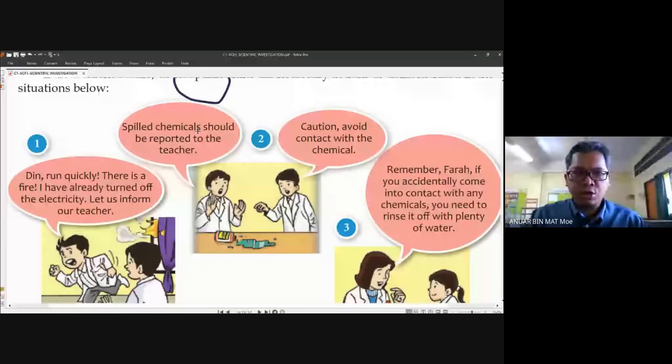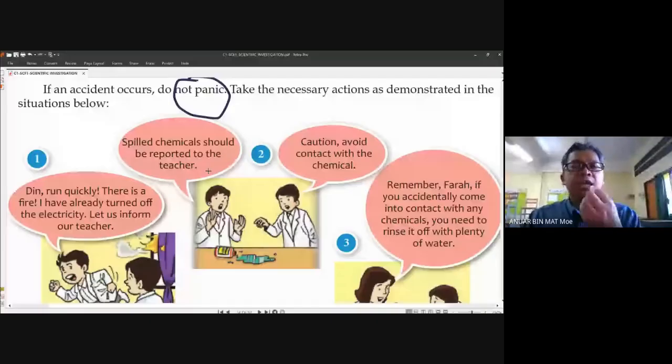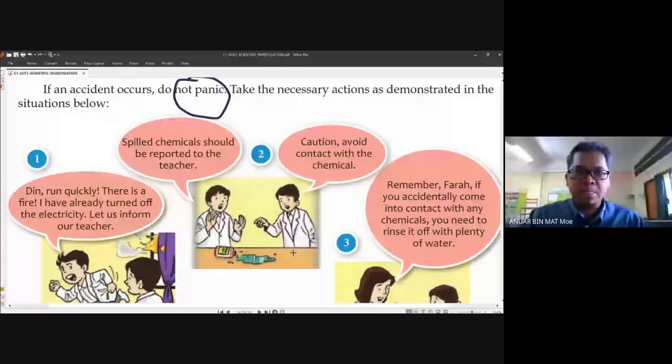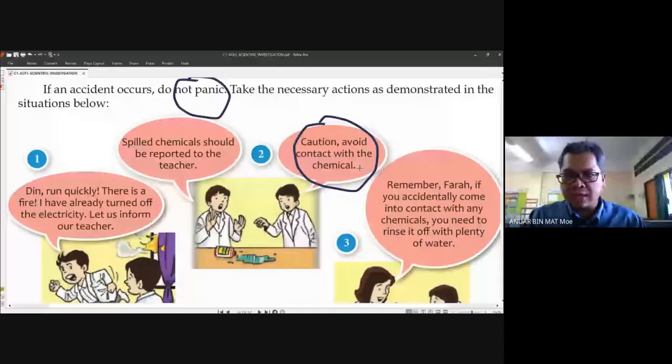Do not try to clean it. But of course, if water spills, you can clean it. But if it is another chemical, especially a hazardous material, if it spills, do not try to clean it. Just ask the teacher or the lab assistant to come and assist you. Then avoid contact with the chemical. If you accidentally contact the chemical, rinse it off with plenty of water.